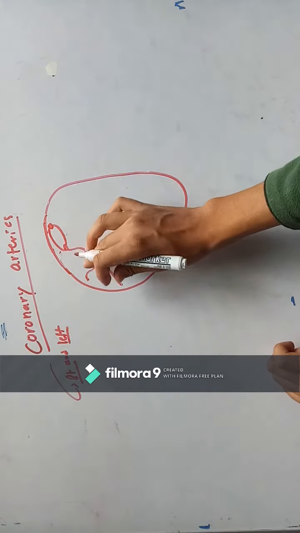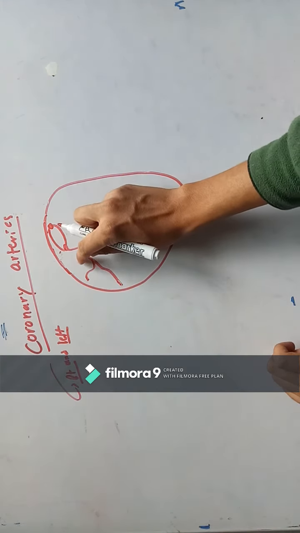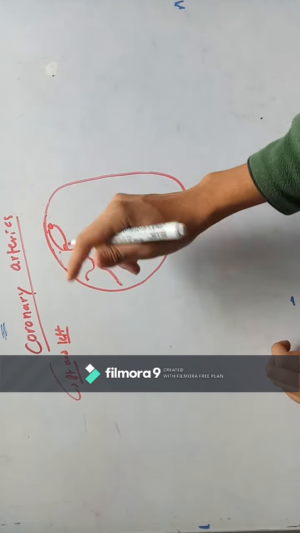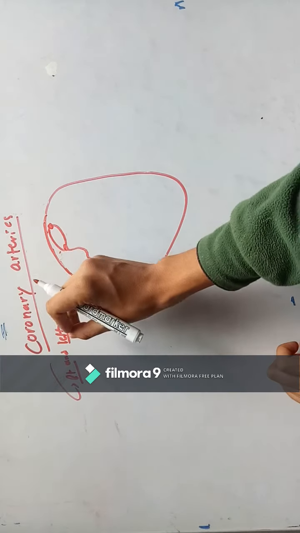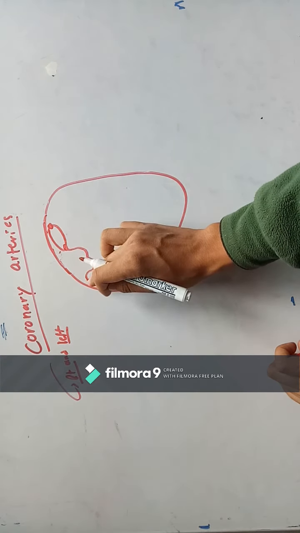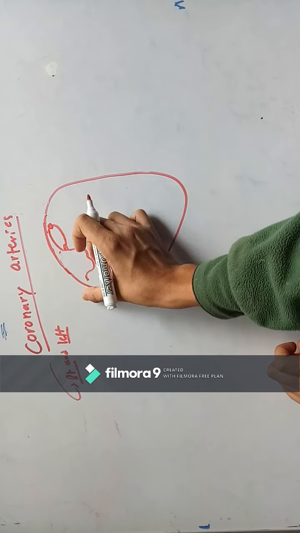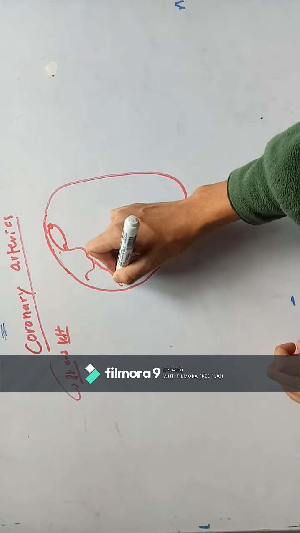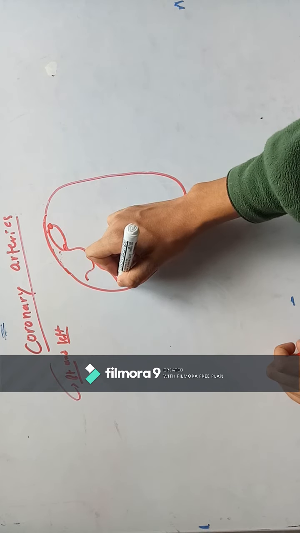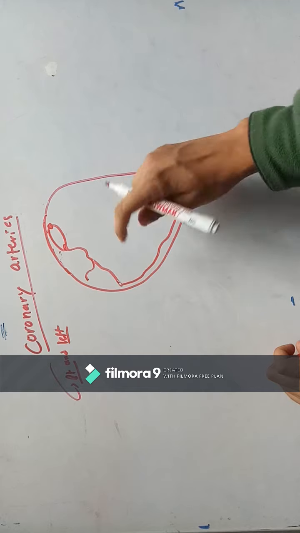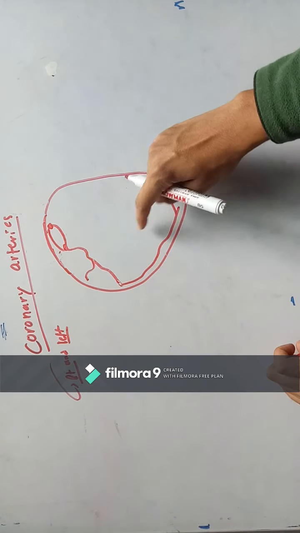I'll label these branches later on. This branch is called the SA nodal branch, and as the name suggests, it supplies the SA node, the conducting system of the heart. It continues, and at the right border of the heart it gives another important branch, called the right marginal branch. This one is the right marginal branch.